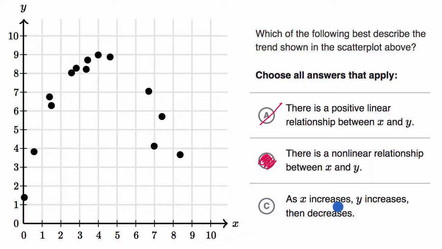As x increases, y increases, then decreases. So as x increases, y does increase in this part of the data. And then eventually, as x increases, y decreases. So I would say that this one is true as well.